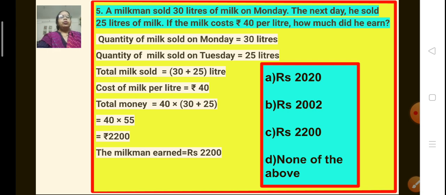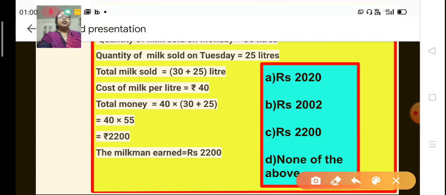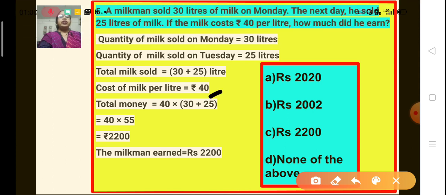You will solve the problem this way on a rough sheet. There is no need to write the statements; for your understanding, you just write it in shortcut, and then choose the correct answer from the options and click on that. The quantity of milk sold on Monday was 30 liters. The quantity sold on Tuesday was 25 liters. So what was the total milk sold? 30 plus 25.